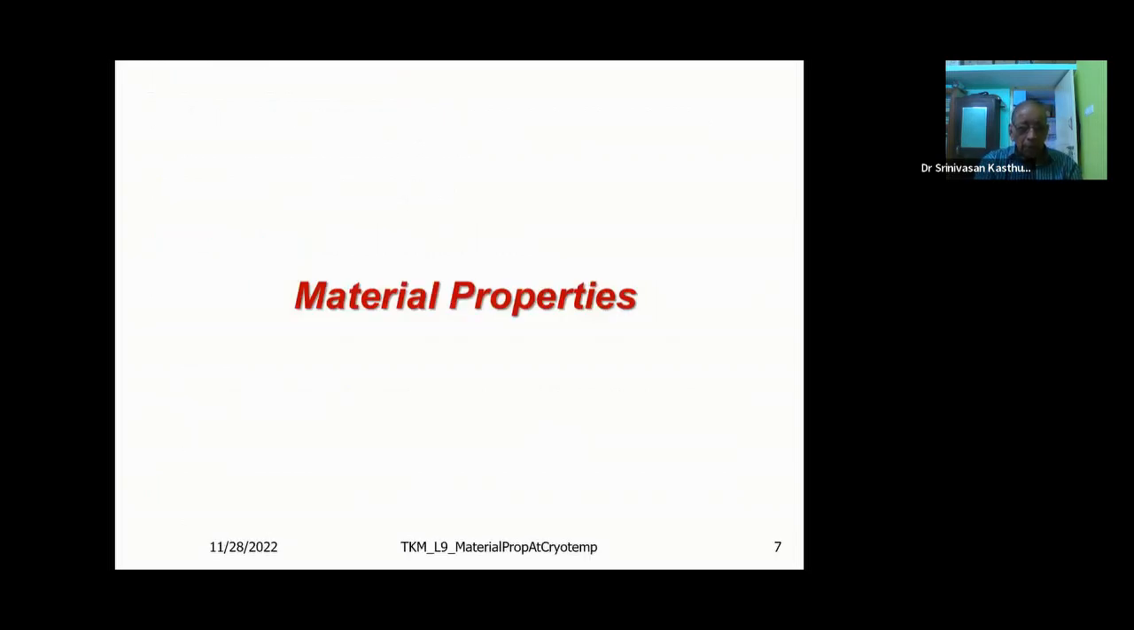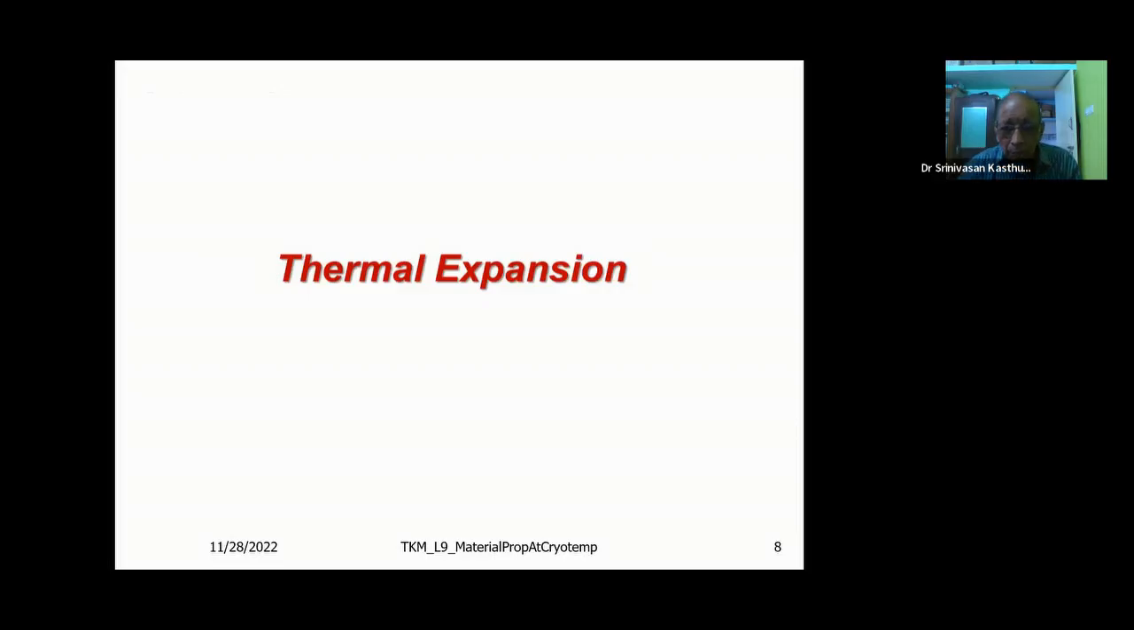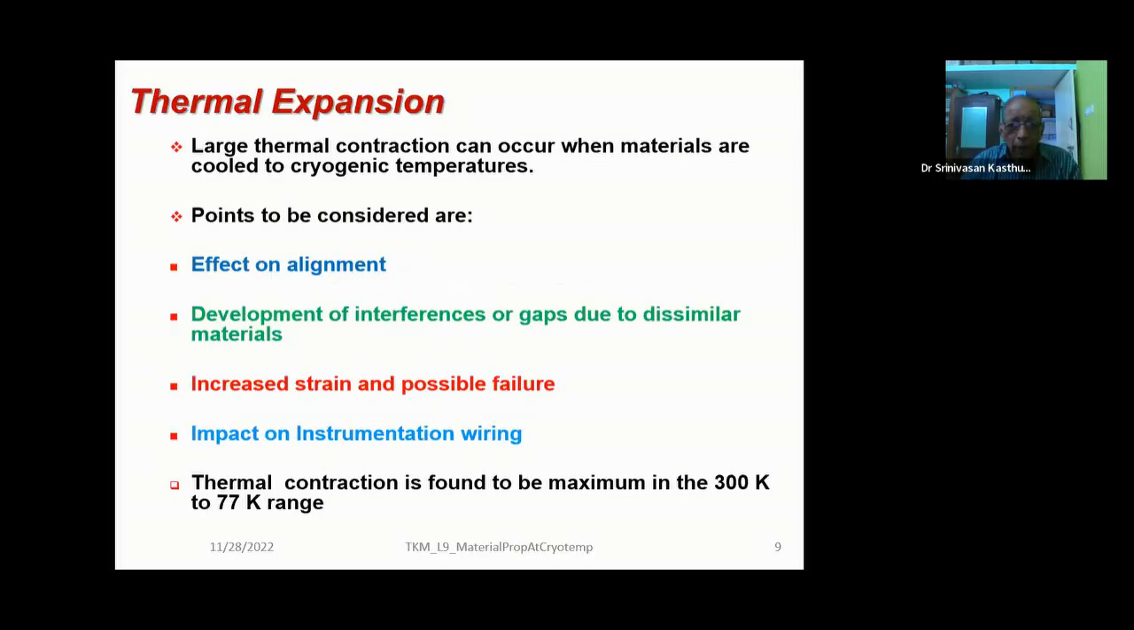Okay, let's come to the material properties. First, we'll talk about thermal expansion. If you apply heat, material expands. Similarly, if you do the reverse operation, instead of heating, you start cooling, then material contracts. So large thermal contractions can take place on materials which are cooled to cryogenic temperatures. In what way does it affect? It affects alignment. Suppose I make an alignment of two components, and at room temperature they are all perfectly aligned.